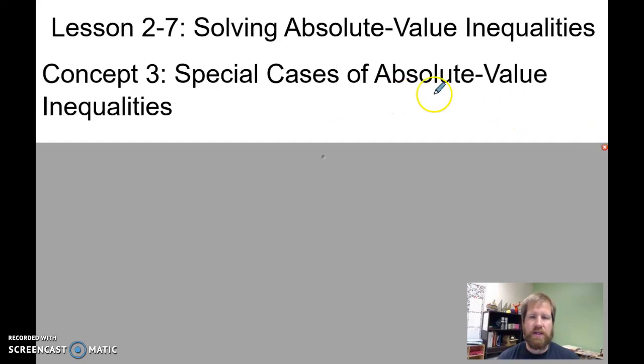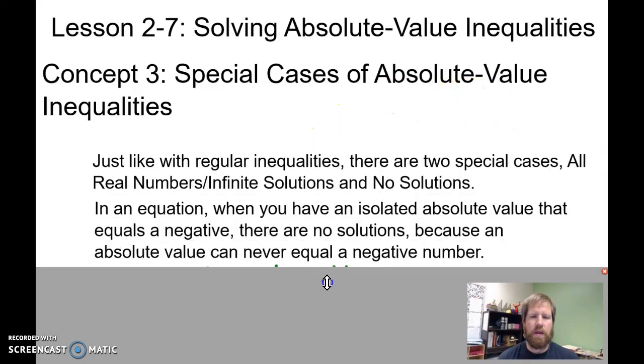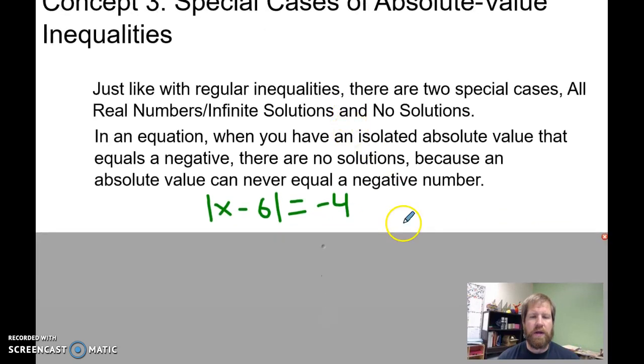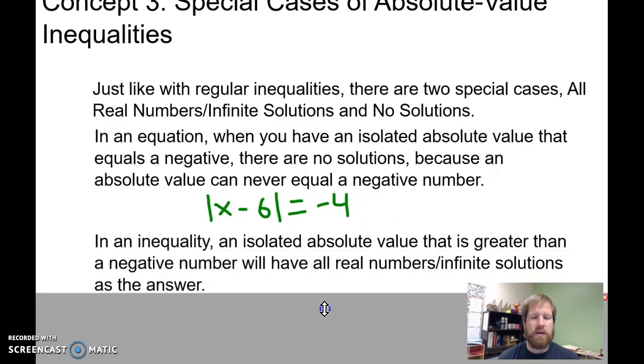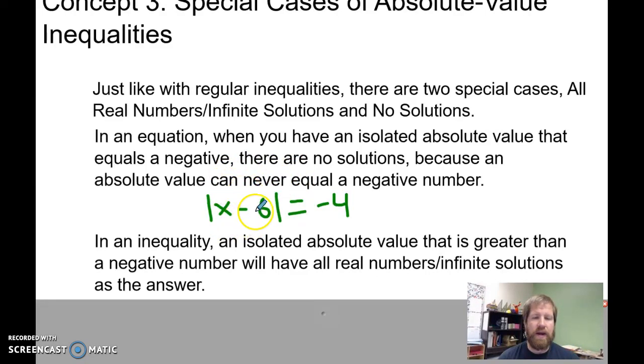Concept 3, special cases of absolute value inequalities. So just like with a normal absolute value equation, you can have special cases where you don't have a constant or a number as a solution. If we have an absolute value, anything that comes out of that absolute value is going to be positive. If we're saying that that absolute value is equal to a negative, well, there's nothing we can put in here that'll come out and equal a negative number. So this is always going to have no solutions. That's one of our special cases.